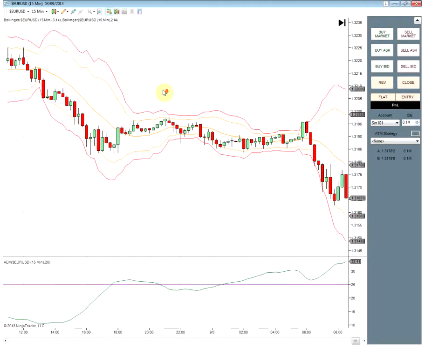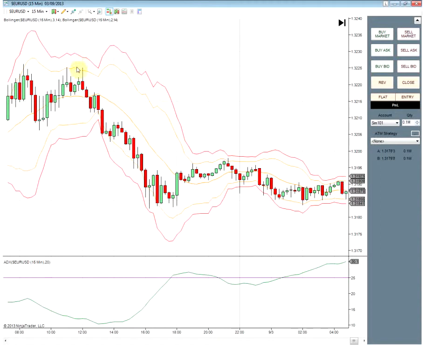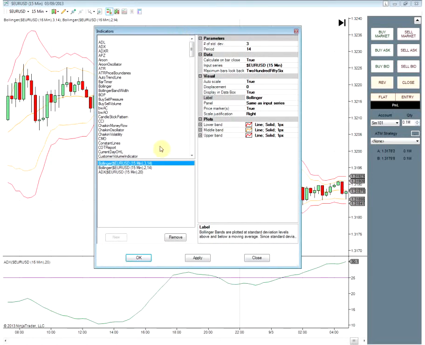Firstly, let's quickly run through how my chart is set up here. You need three real indicators on it. You've got your Bollinger Bands here, which is set to a 14 period, which is normally the default, and we've got 2 standard deviations and 3 standard deviations. So let me just bring that up so that you can see it. And that's essentially how I've drawn my chart.